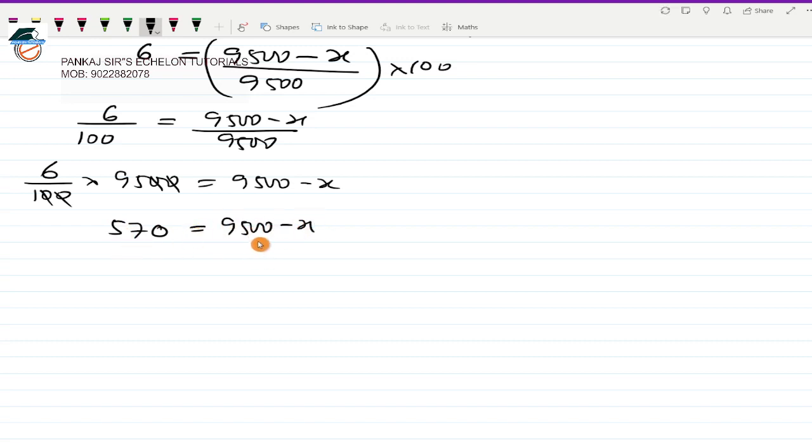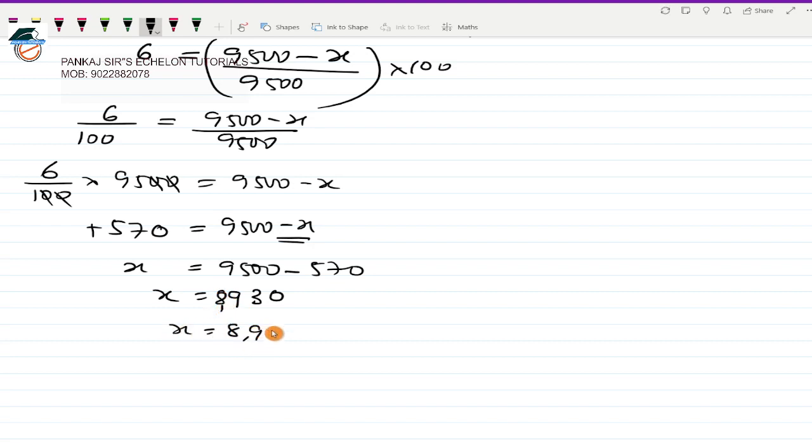Now what I'll do is some transposition. This minus x I'm going to bring on this side, so it will become plus x. 9,500 I'm keeping here only, and this 570 with a plus sign is coming on this side, so it will become minus 570. So I'm getting x equal to this. 0 minus 0 is 0, then 10 minus 7 is 3, and 4 minus 5, so 14 minus 5 is 9, and this will be 8. So x is equal to 8,930. That's what I'm getting as x.